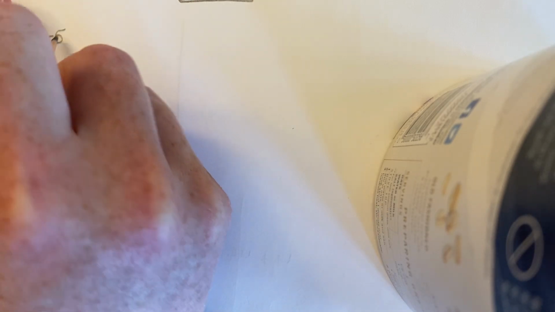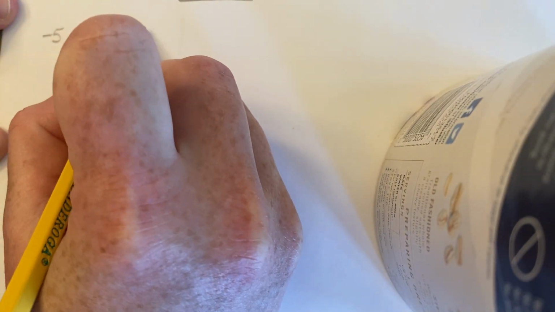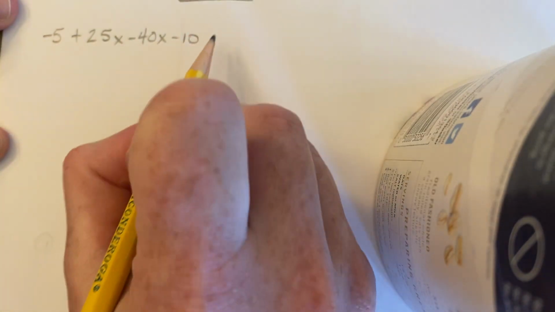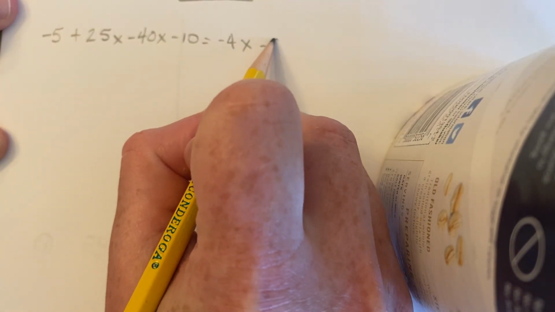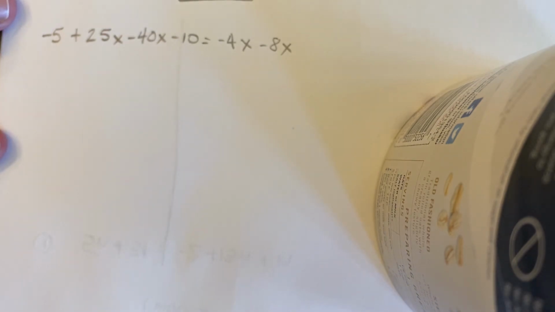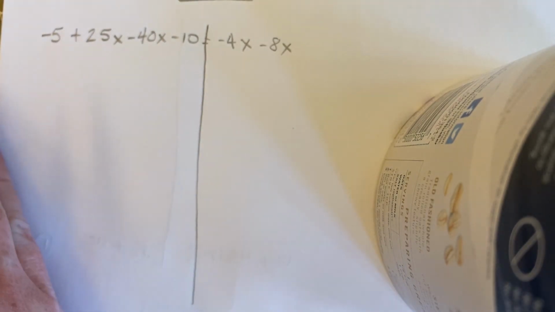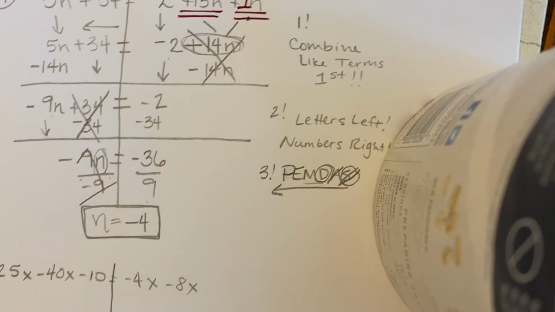So we're going to do, it's going to say negative 5 plus 25x minus 40x minus 10 is equal to negative 4x minus 8x. All right. So before we dive in here, I want to divide my equation into 2 separate expressions. One on the left side, one on the right side. And we're going to follow these same 3 steps right here.